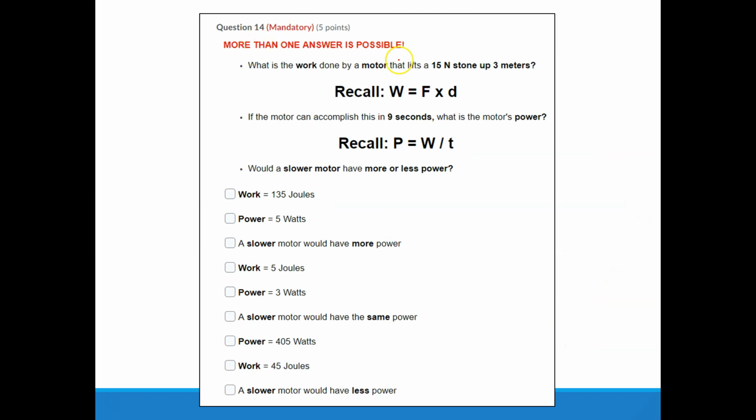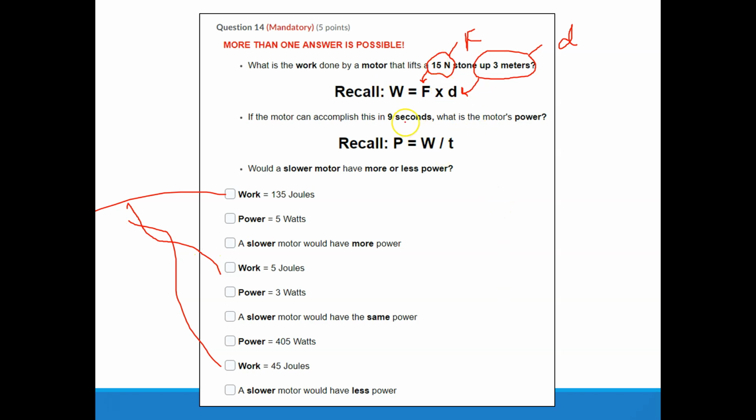So let's go ahead and take a look at this. So first we need to calculate work, and work is calculated by multiplying force times distance. So take a look here. We've got 15 newtons. Remember, newtons is a measure of force. And we've got 3 meters. Remember, meters is a measure of distance. So you should be able to plug these in and calculate work, right? So plug in force, plug in distance, multiply them together in order to get your work. Again, you should choose one of these 3 options for work.